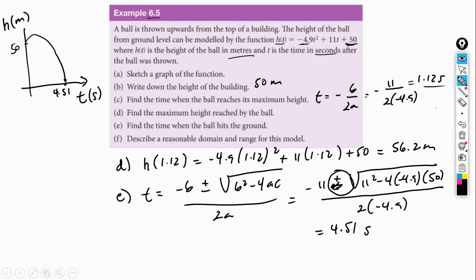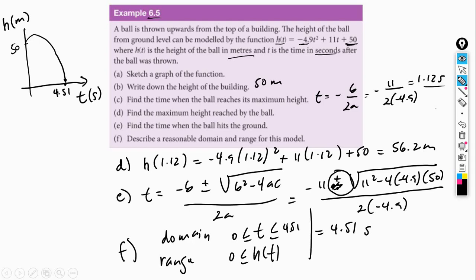Now for F, describe a reasonable domain and range for this model. The domain would be the time. Notice that the time starts at 0, and the ball hits the ground at 4.51, so that would be a reasonable domain for the time. And the range, which is the height, would be from 0, which is the ground, up to the maximum height, which would be 56.2 meters. So that would be the reasonable range.